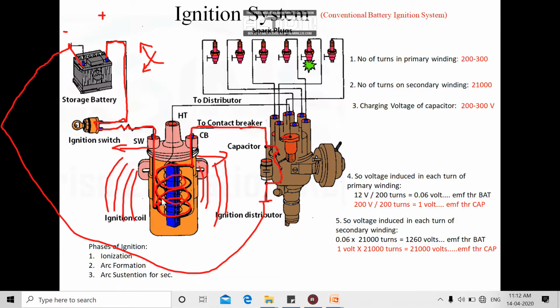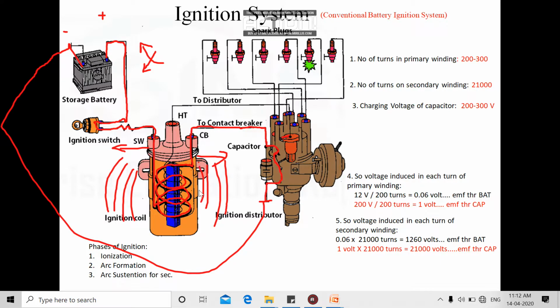Okay, the one end of the primary winding is connected to the positive terminal, and another end of the primary winding is connected to the negative terminal of the battery via various subsystems like the ignition switch, engine coil switch, through the ballast resistor, through the contact breaker. It again comes back to the negative terminal of the battery.